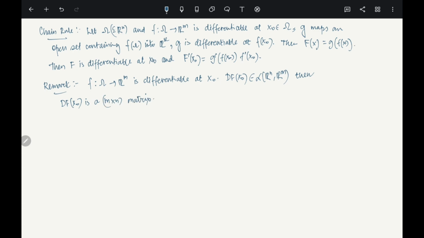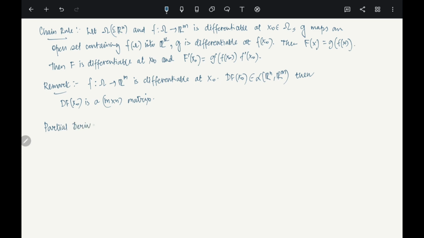Now the question is this: how does this m cross n matrix look? That's the idea we need to put together. If we answer that, then we are done, more or less. To do that, we are going to start with the concept of partial derivatives. We know it's an m cross n matrix, but for generally calculating the derivative, we need to know exactly what the matrix is and how to compute it, and to do that we need the concept of partial derivatives.